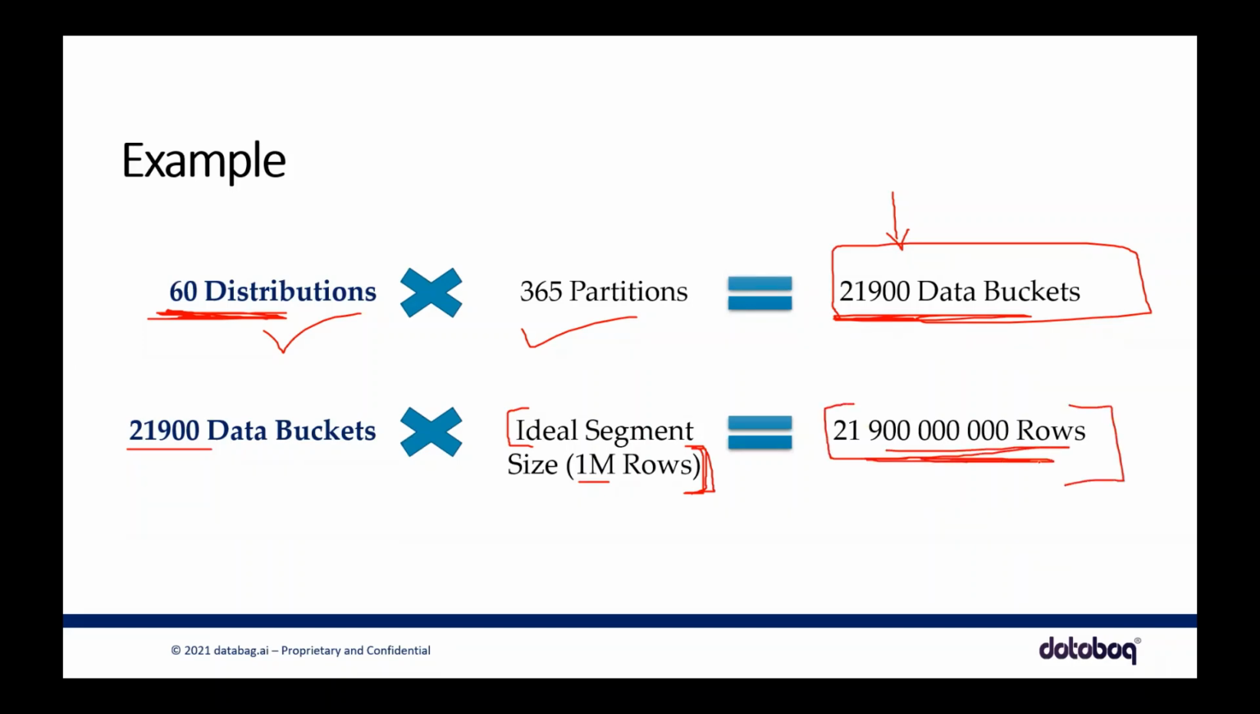So we need to really watch out, because do not ever create a partition on 365 on day, right? You can go till month and week, but you cannot go till day. For me, this ideal segment size is still a little bit confusing. Maybe I need to look into this.